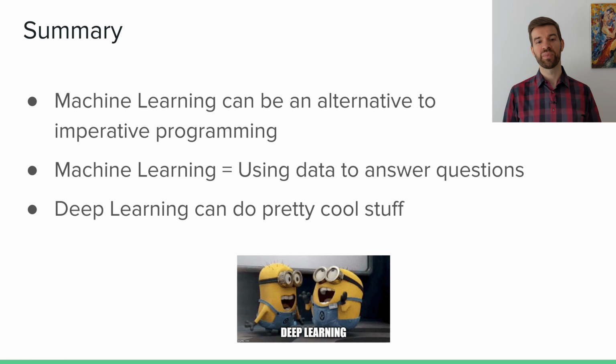Summing up, machine learning can be an alternative to imperative programming. Machine learning itself, I would define as using data to answer questions. And I hope by the examples I've given you and showed you, you feel also inspired and motivated. And I believe deep learning can do some pretty cool stuff.